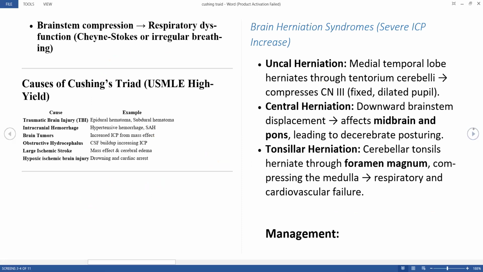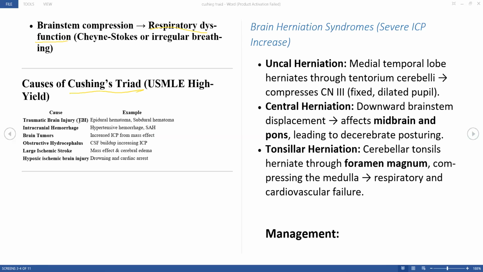Okay, so another component of the Cushing triad is brainstem compression. Brainstem compression will lead to respiratory dysfunction. So that's why there are three things: respiratory problem, hypertension, and bradycardia. This is the Cushing triad. And Cushing reflex is basically the response due to the high intracranial pressure. So these are some high yield causes of the Cushing triad.